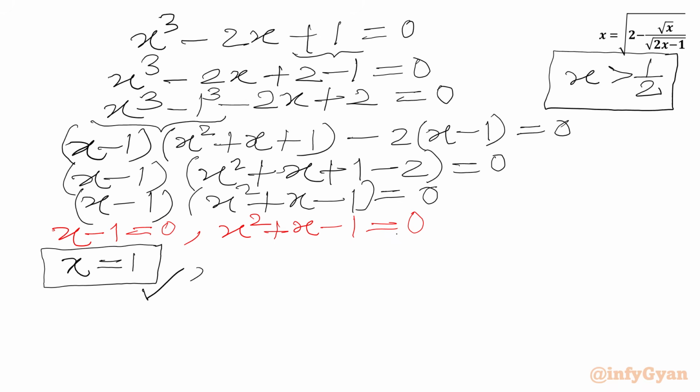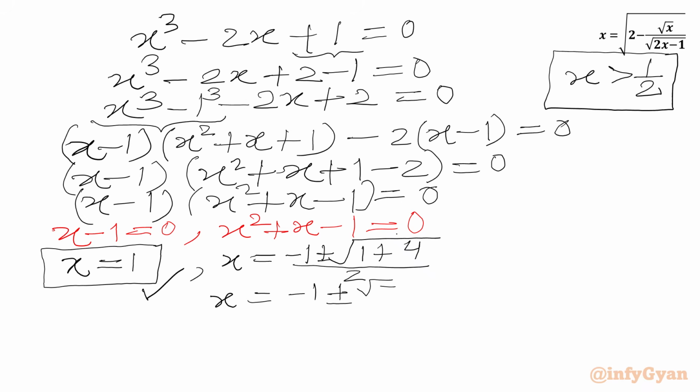Now we have to solve this quadratic equation. Let's use the quadratic formula. We will write x equal to minus b, b is plus 1, so minus 1, plus minus square root of b square, 1 square, 1, minus 4 times 1 times minus 1 will give us plus 4, over 2 times 1 will give us 2. So we have x equal to minus 1 plus minus square root 5 over 2.